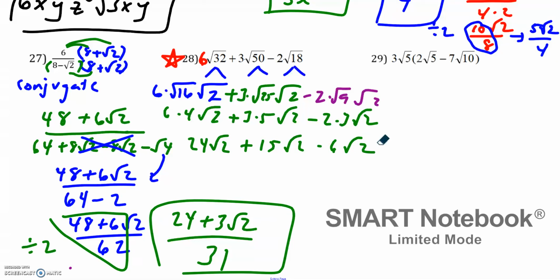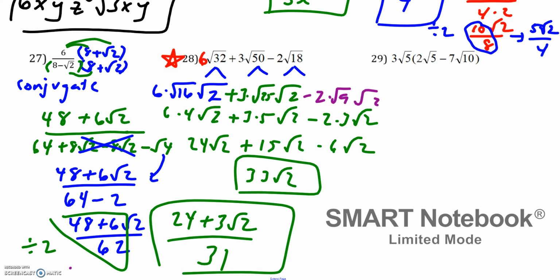Notice that all three of them now have a radicand of 2. So if I add 24 plus 15 minus 6, I get the answer of 33 root 2's remaining. So remember, only add things if they have the same radicand as a like term.